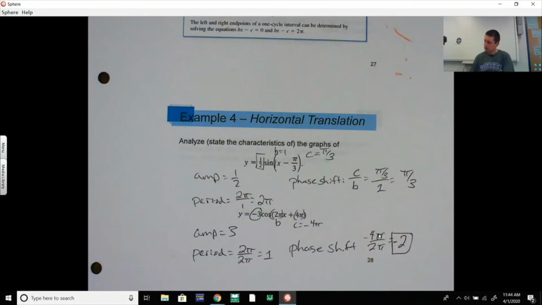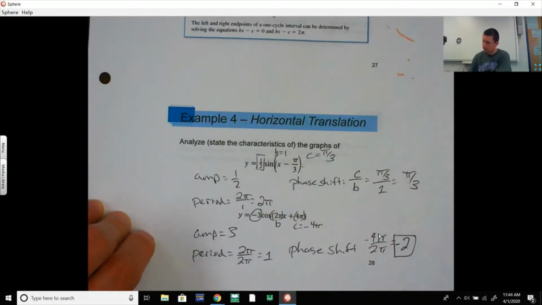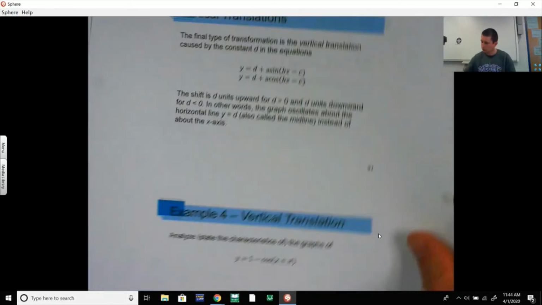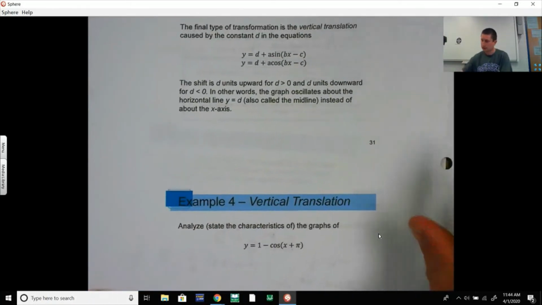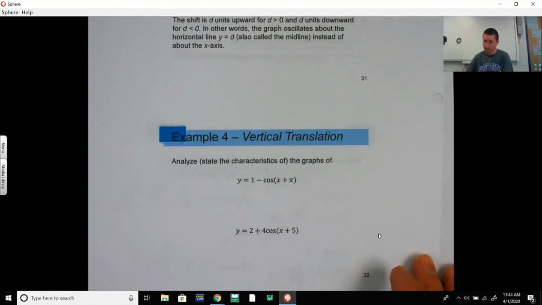Okay? Let's do it again. So vertical translation, that's the D. That's on the outside, plus or minus. So analyze these characteristics.